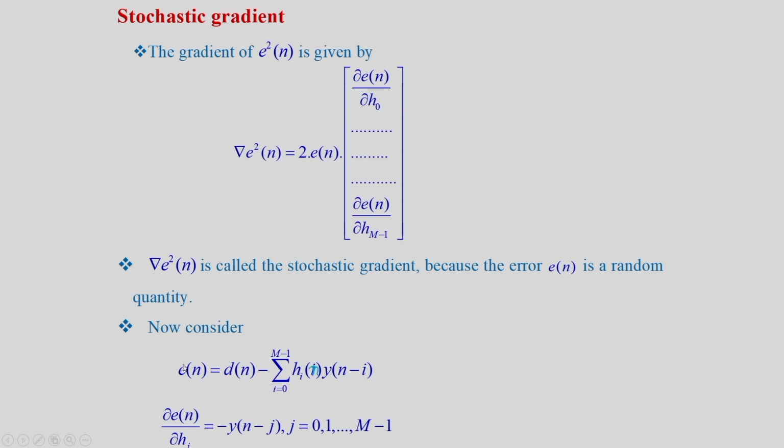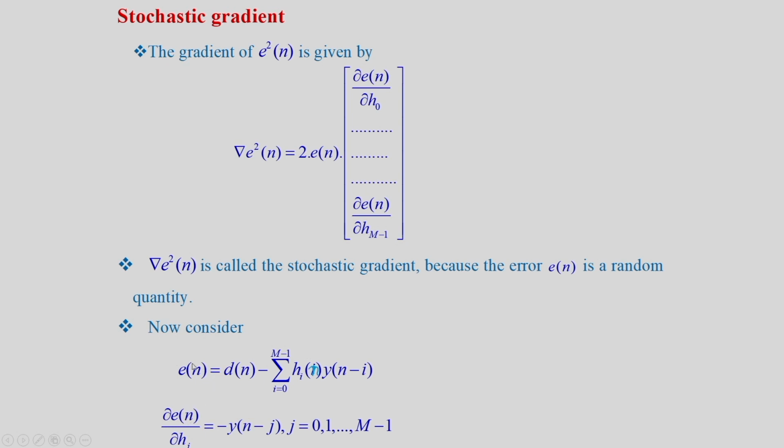Now, consider the error En, that is equal to Dn minus the filtered output. Filtered output is summation Hi n into Y n minus i, i going from 0 to m minus 1. This is the error signal.